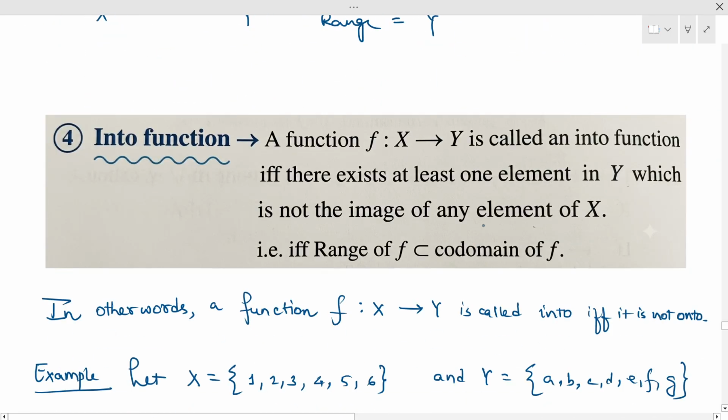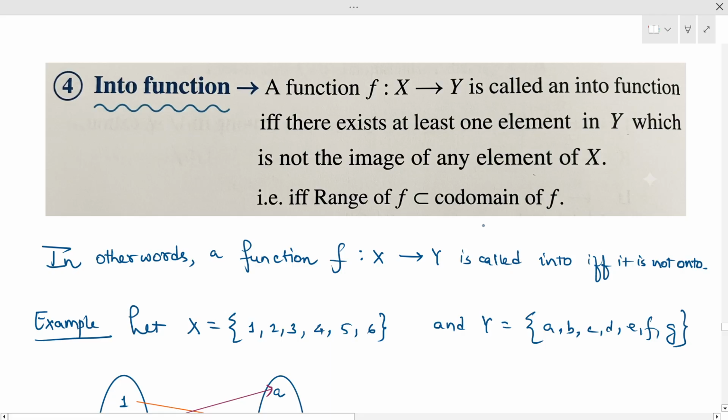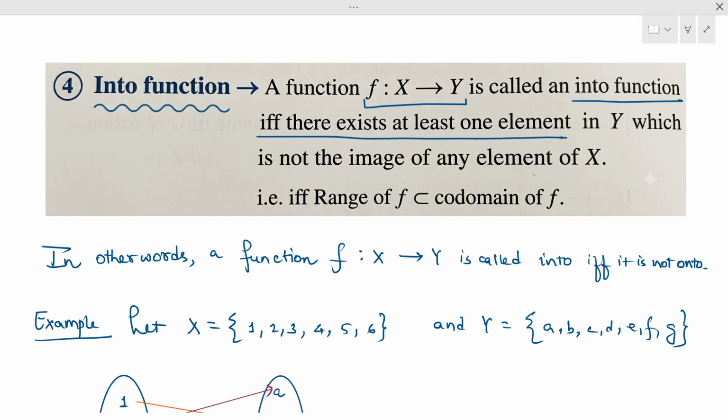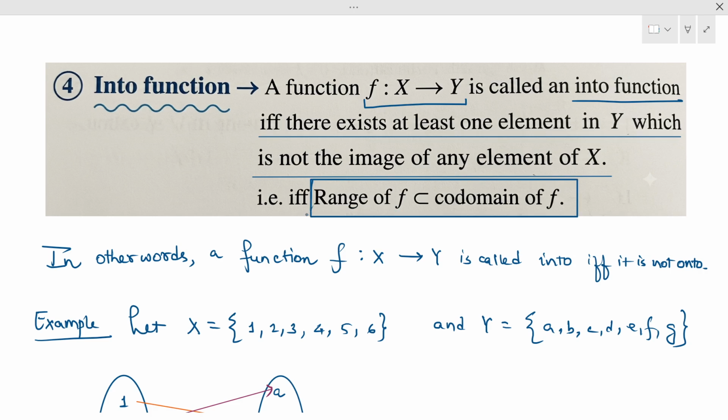Next is into function. Now what is an into function? So we consider a function from x to y. It is called an into function if and only if there exists at least one element in y which is not the image of any element of x. And the condition is this, that the range of f is a subset of the codomain of f, right?